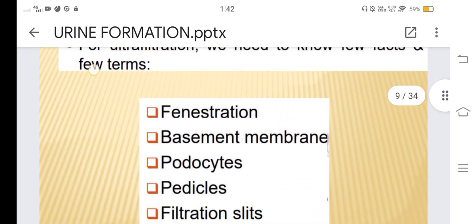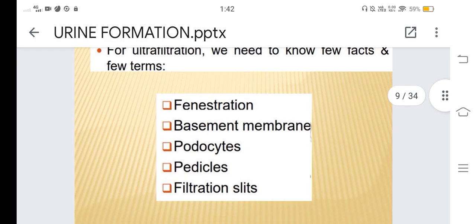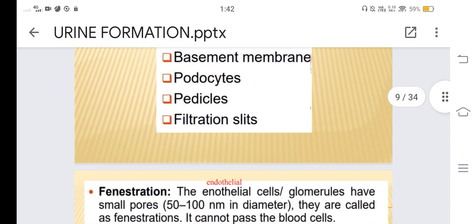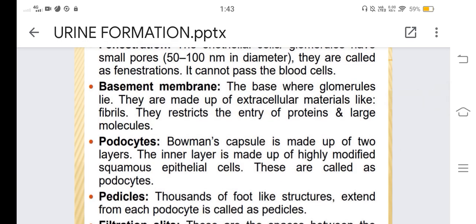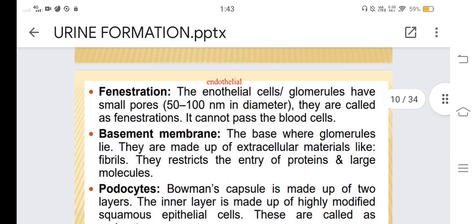For ultrafiltration, we need to know a few facts and terms like fenestration, basement membrane, podocytes, pedicels, and filtration slits. First, fenestration. The endothelial cells of the glomerulus have small pores, 50 to 100 nm in diameter. They are called fenestrations. Blood cells cannot pass through. So fenestrations are small pores of the glomerular endothelial cells.